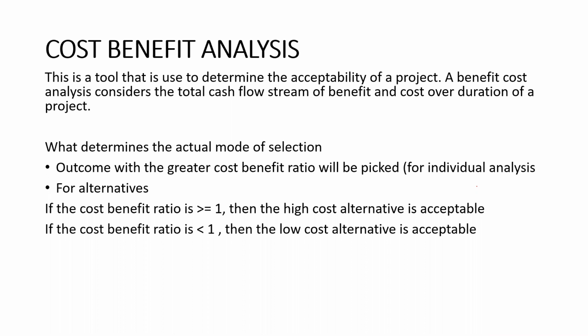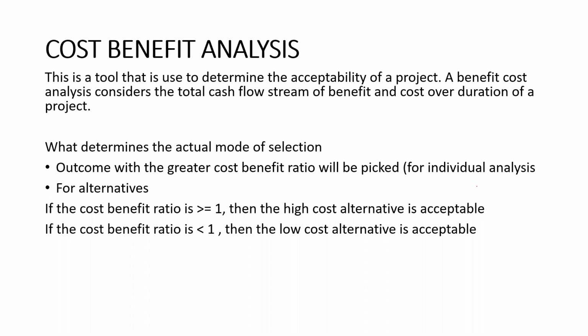Cost benefit ratio. If you are looking at it from the individual angle, it means you need to go for the outcome with the greatest benefit ratio. But if you are looking at it from investment, that means alternative process: if I'm not using this, let me use this. Then you need to look at the one having a cost benefit ratio greater than or equal to 1 before you accept. But if the cost benefit ratio is less than 1, you reject.